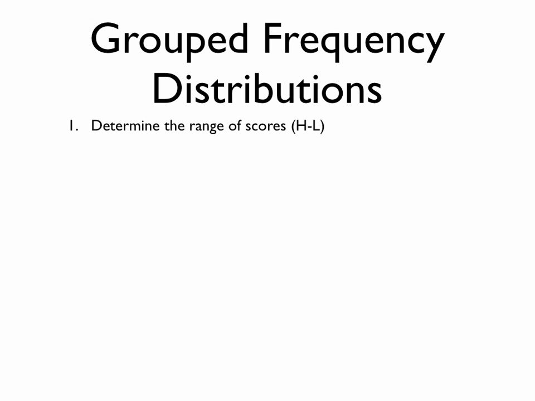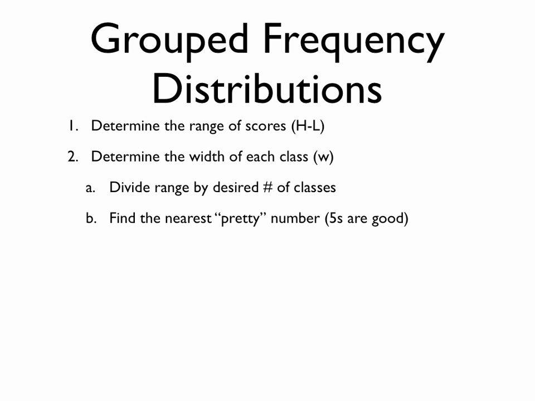Then you need to determine the width of each of the classes. This is going to be called W. And what you want to do is divide the range, which you got in step 1, by the desired number of classes. So I might tell you something like we need 6 classes here or something like that, and that's what the desired number of classes will be. And then you want to find the nearest pretty number, so multiples of 5 are good, and that's what you're going to want your class width to be. Somewhere in a multiple of 5 is usually the best way to go. So 5, 10, 15, 20, those sorts of things.